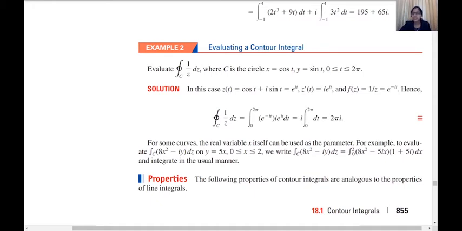Now once we have it in the form of e raised to it, it will be a little bit easier, right? Because z dash of t will be i into e raised to it, and f of z is 1 by z, that is 1 by e raised to it, which is e raised to minus it. So we can do the calculations in a much simpler way. The integral over c of 1 by z dz will be equal to the integral from 0 to 2 pi. 1 by z is e raised to minus it, and dz is i into e raised to it into dt. So e raised to it and e raised to minus it get cancelled. So this is equal to i into the integral from 0 to 2 pi of dt, which is nothing but 2 pi i.